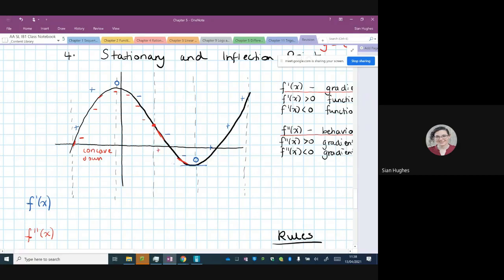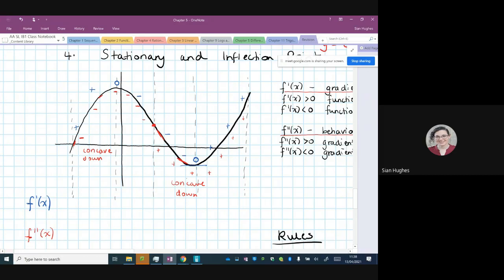So at this point, our second derivative switches. Over here, the gradient is a big negative number, becomes a smaller negative number, it becomes 0, and then it starts increasing again. And it gets steeper and steeper all the way in the rest of the curve. And this shape is called concave up.